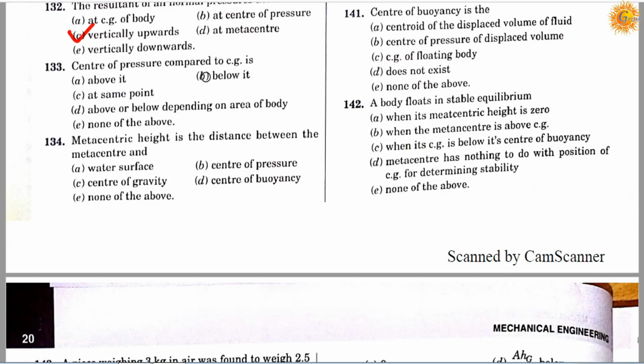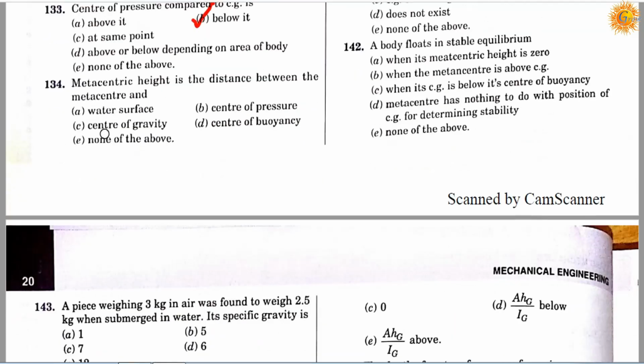Question number 133. The center of pressure compared to the center of gravity is: option A, above it; option B, below it; option C, at the same point; option D, above or below depending on the area of the body; and option E, none of the above. So the correct answer will be B. The center of pressure compared to the center of gravity is below it.